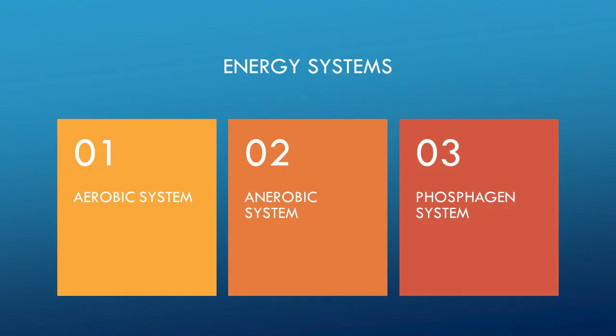There are 3 main energy systems: the oxidative system, otherwise known as the aerobic system, the glycolytic system, which is anaerobic, and the ATP-CP system, which is also anaerobic.